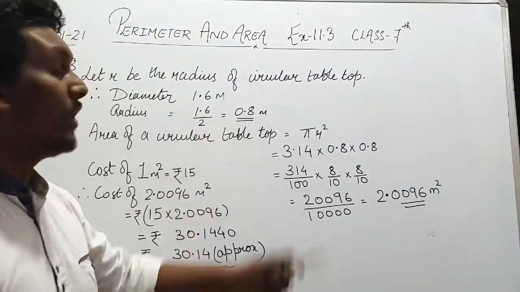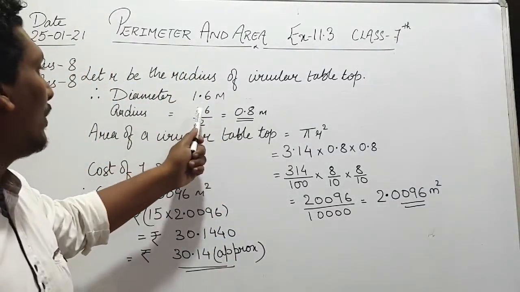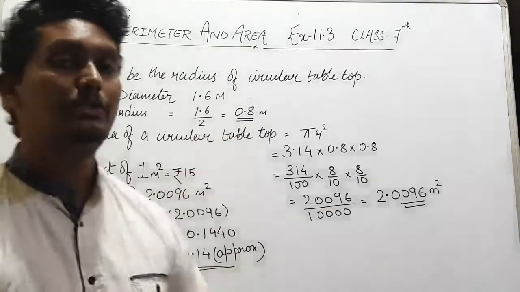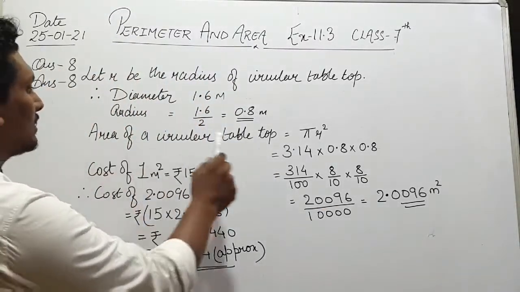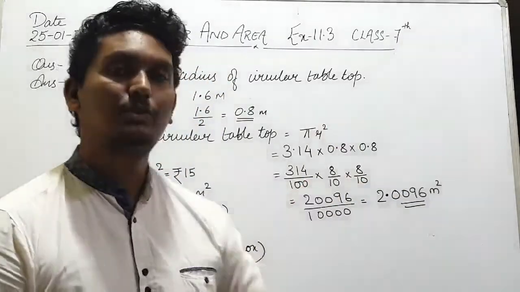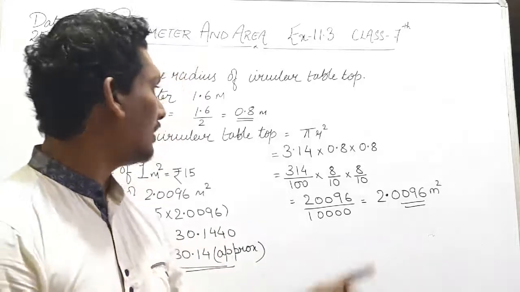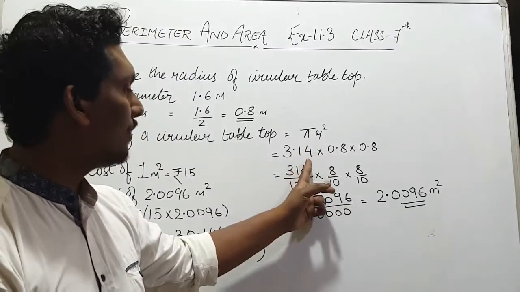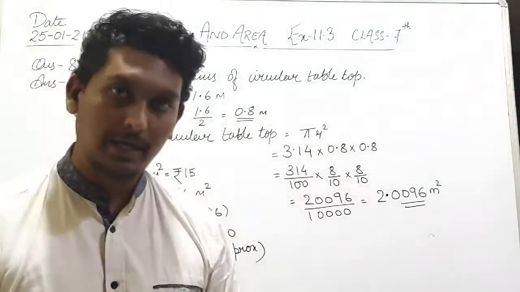So here the diameter is given, 1.6 meter. So we have to find the radius, that is 1.6 upon 2. So you will get 0.8 meter. So we got the radius. Now the area of the circular tabletop that we have to find out. The formula is pi r square. R square means two times the radius we have to use here. The value of pi is given 3.14 multiplied by 0.8 multiplied by 0.8.